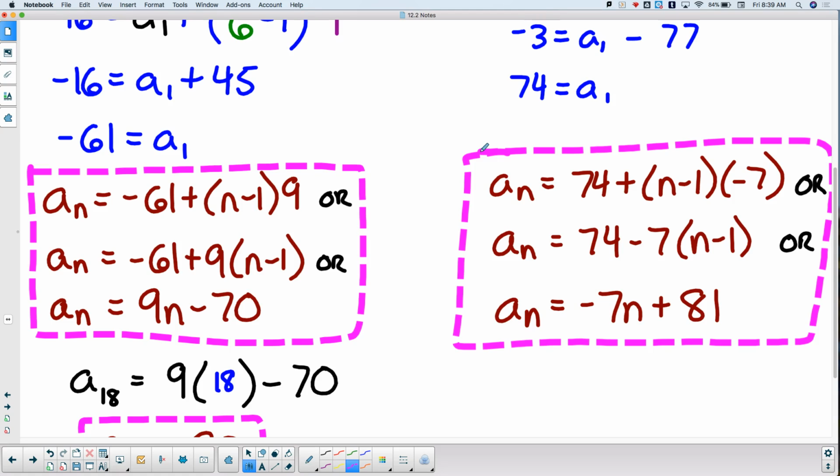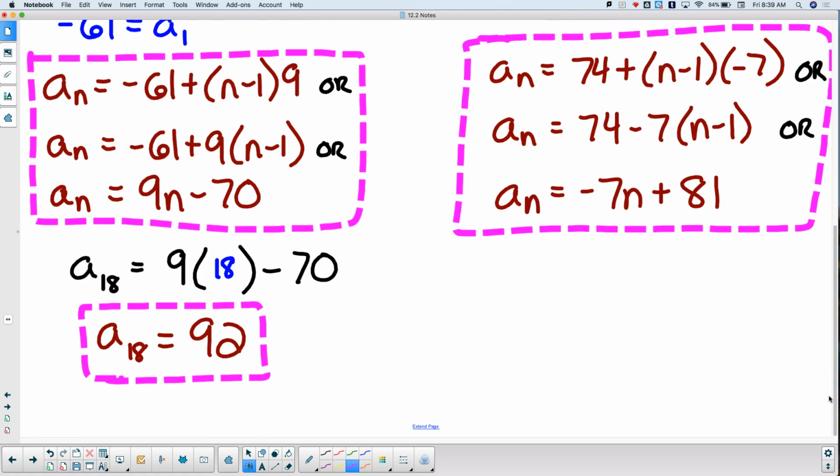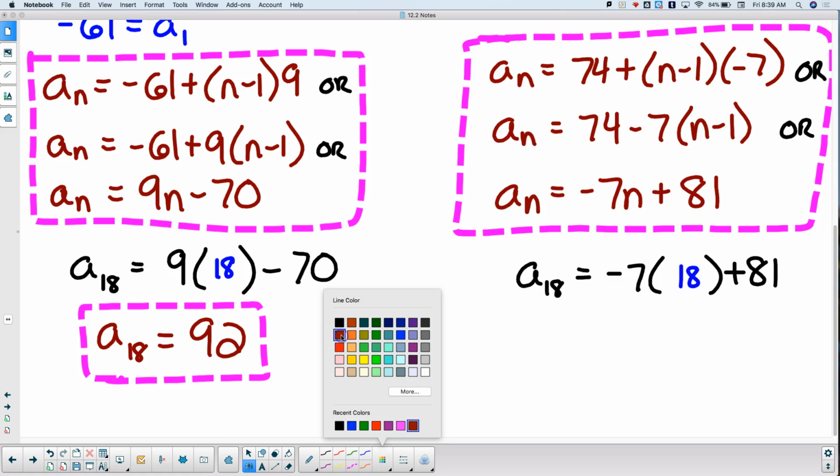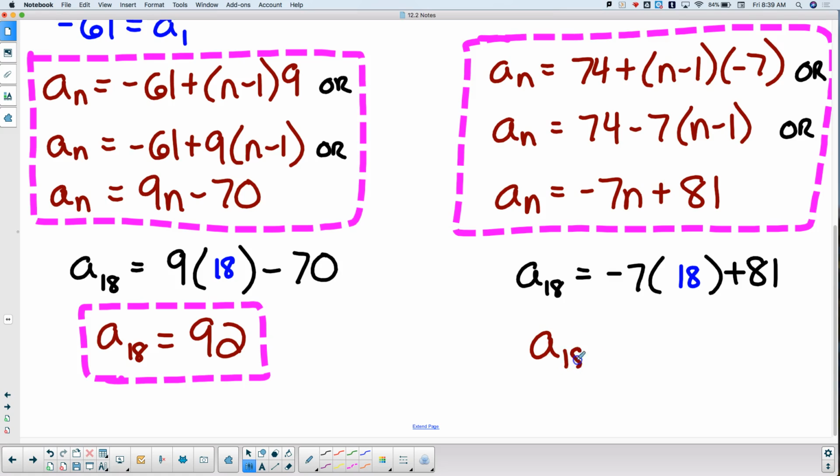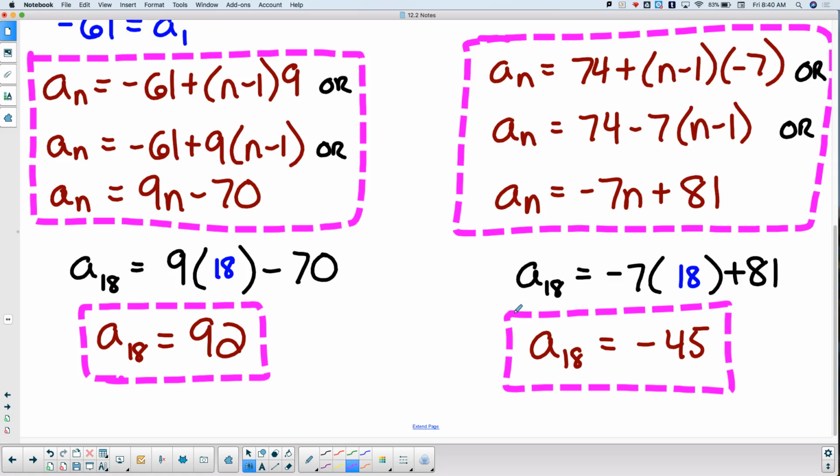Then it asked us to find the 18th term of said sequence. So the 18th term is -7 times 18 is -126 plus 81 is -45. Agree?